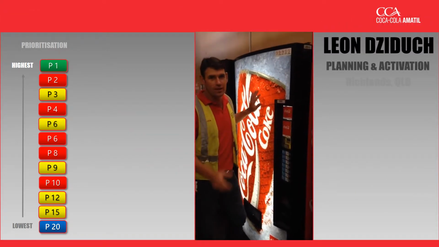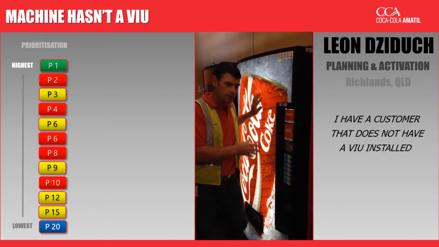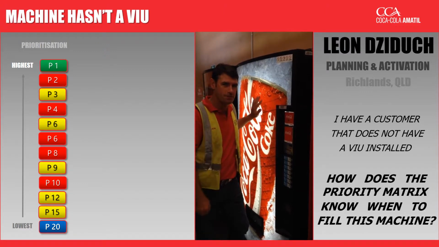Hi, my name's Liam Jadouk, and I've got a customer here that's got a machine that does not have a VIU. So what I'm really interested in is how does the priority matrix know when to fill this machine?